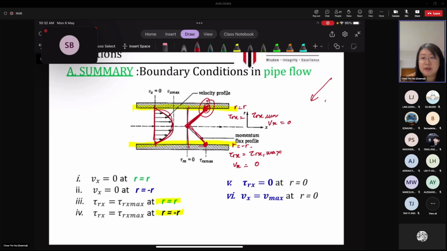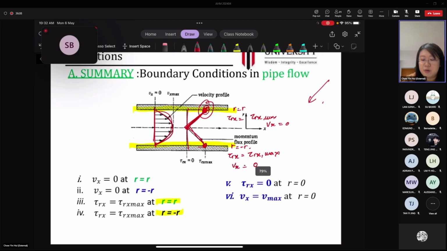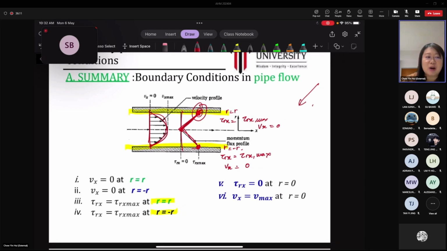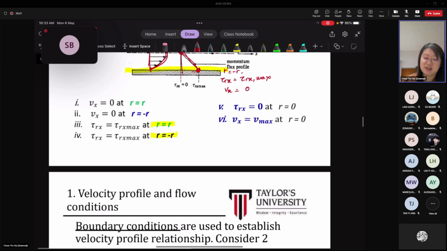Okay, so before I proceed to the velocity profile and momentum flux profile for the vertical plate, any questions so far for velocity profile of pipe flow? Anyone? Okay, one thumbs up. How about others? Are you okay so far? Should be okay to imagine. Visualize with this drawing here, then you can visualize how the velocity profile and the shear stress change in the pipe. Good, great.